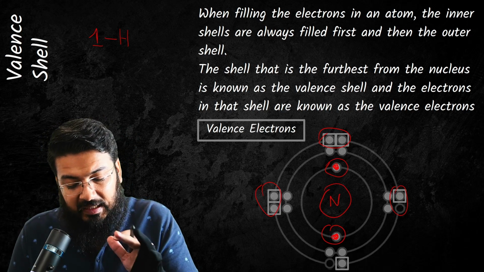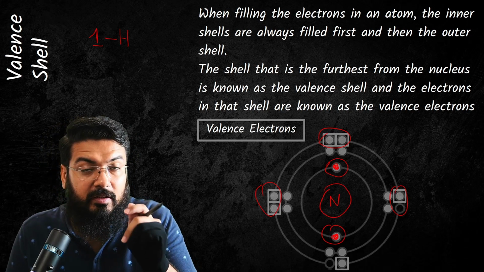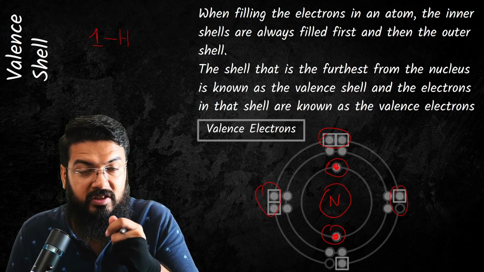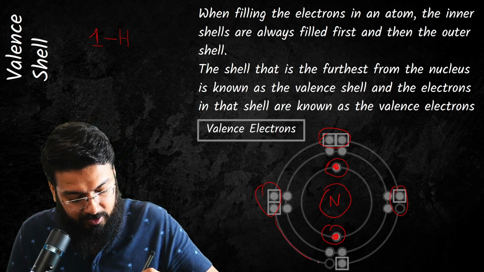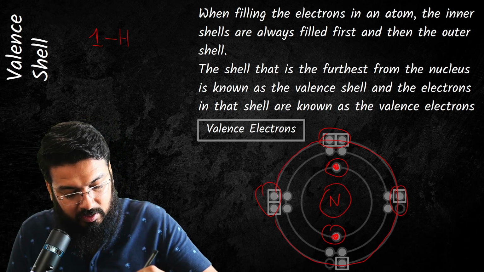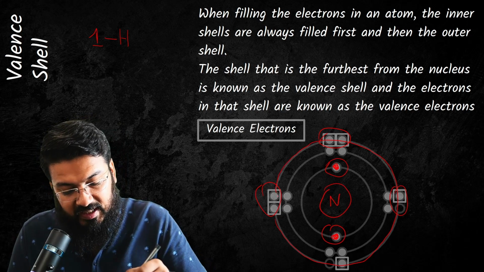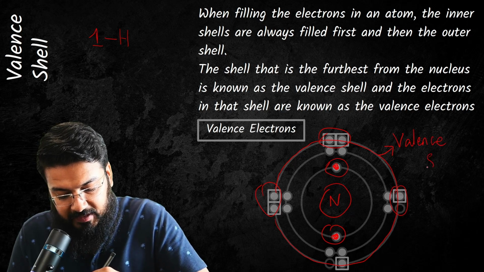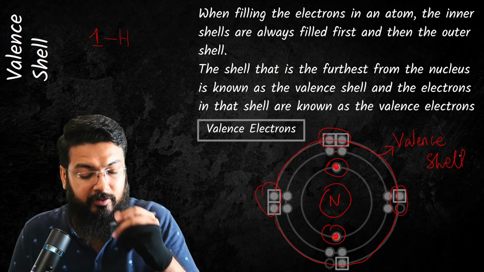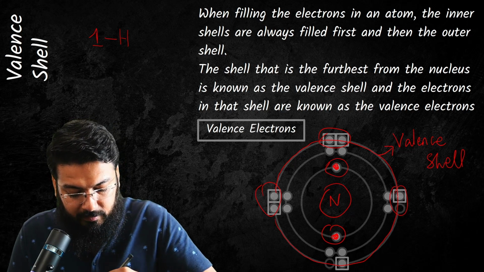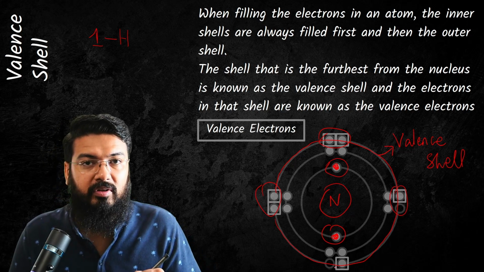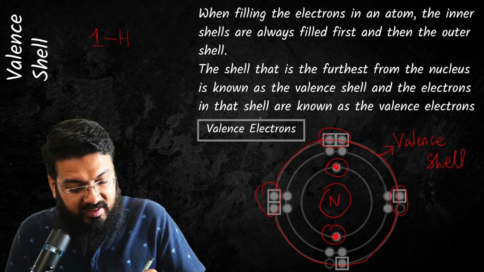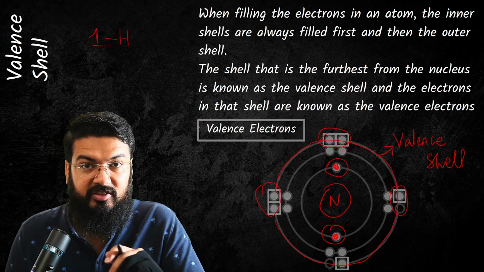What you need to remember is that the shell furthest from the nucleus, so this shell right here, the outermost shell, is known as the valence shell. It's called the valence shell. And the electrons, I've put boxes around the electrons in the valence shell. These are known as valence electrons.